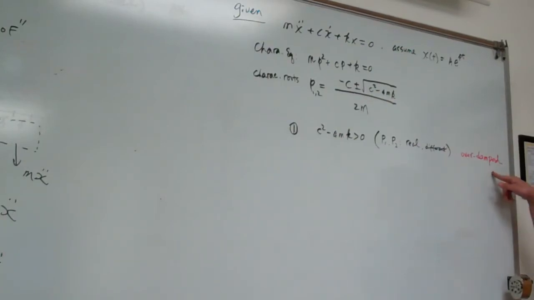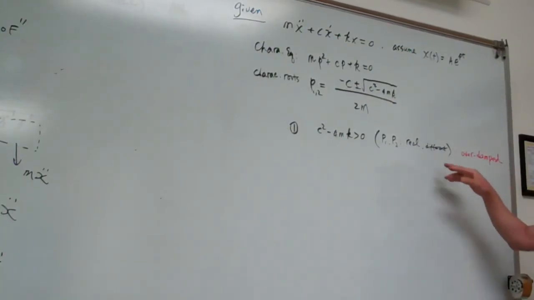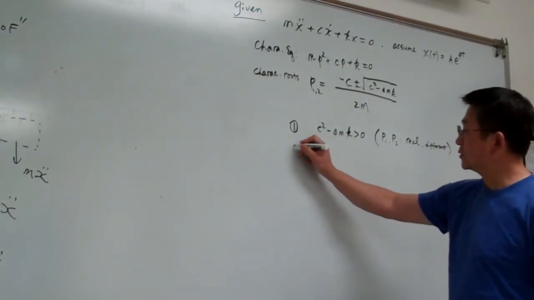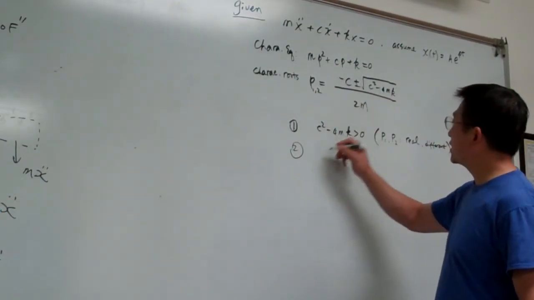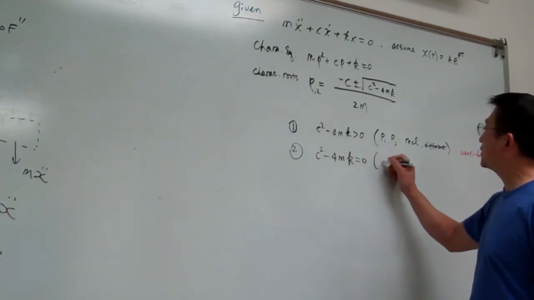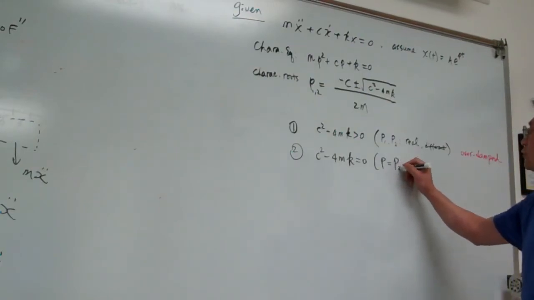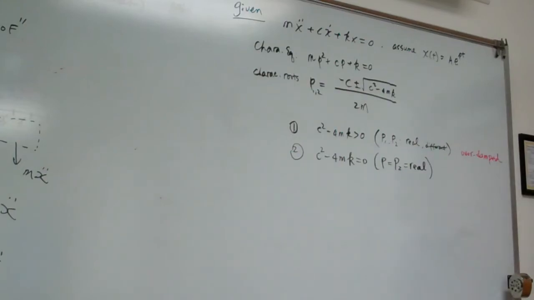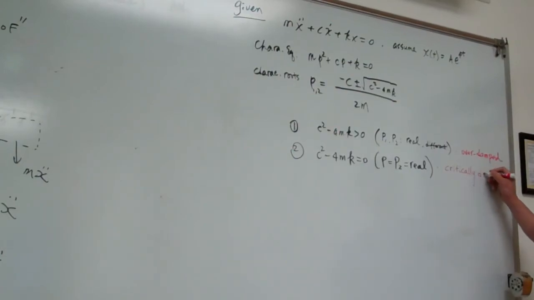Okay, so here is the new thing I try to combine between the mass and the physical system. The second one is c squared minus 4mk equal to 0. That means p1 equals p2, both real numbers. We have two repeated real characteristic roots. In terms of vibrations, we call this critically damped.